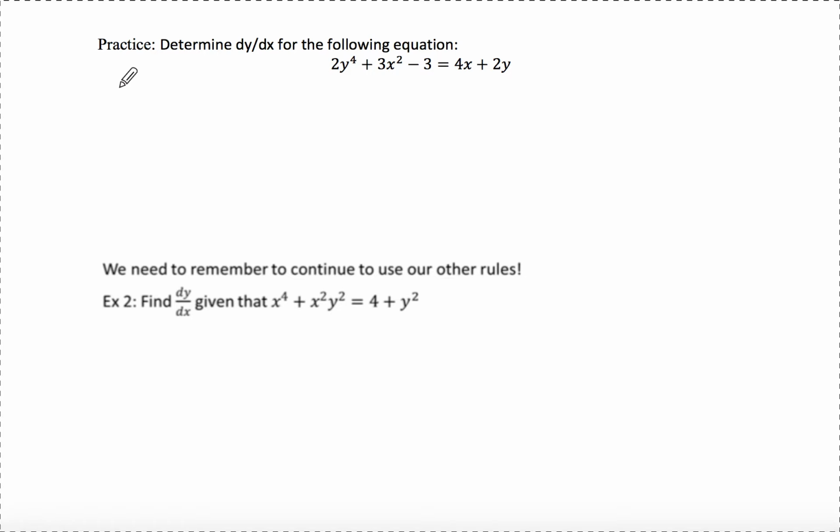All right, here we go. So in this case, 2y to the fourth plus 3x squared minus 3 equals 4x plus 2y. I want to determine dy dx. So I'm going to go through. I notice I have x's and y's kind of together, so I'm going to go ahead and take my derivative implicitly. Derivative of 2y to the fourth is 8y cubed, but multiplied by dy dx, plus 6x, so that's just x values. Derivative of negative 3 is just 0. The derivative of 4x is 4. The derivative of 2y is 2 dy dx.